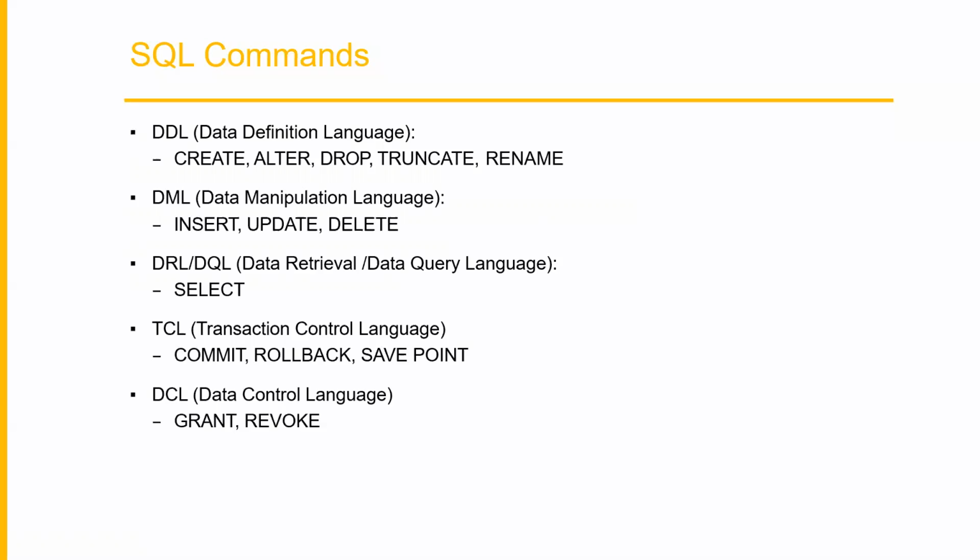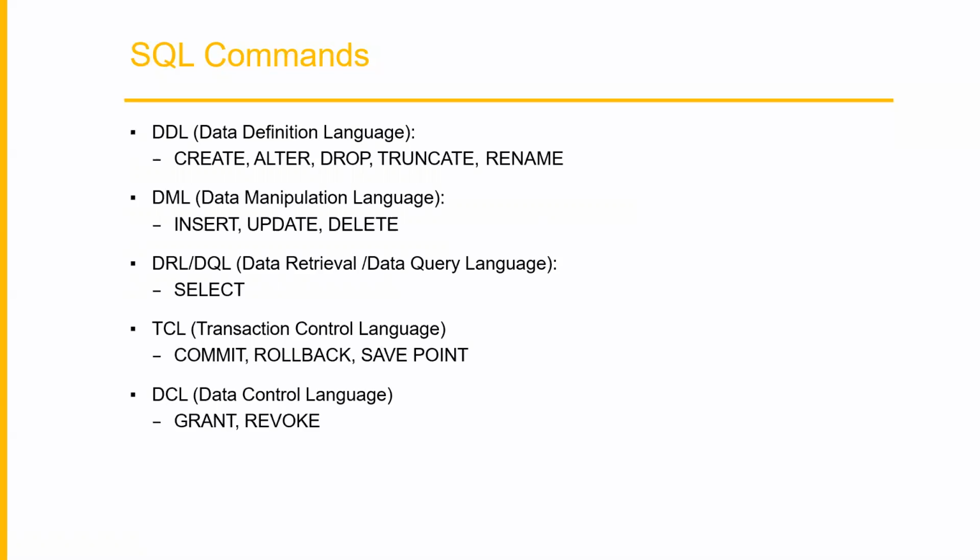Then we can use this alter command. Drop. Drop is used to completely remove one or more objects from a table, or we can even drop the entire table, or we can remove the entire database schema itself from the database. So that is what drop is used for.